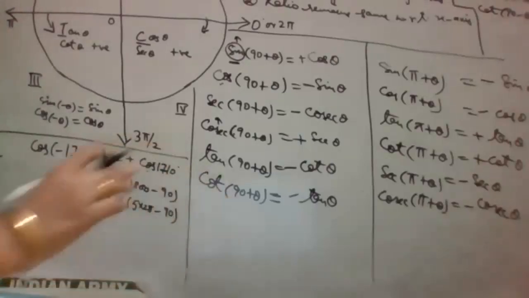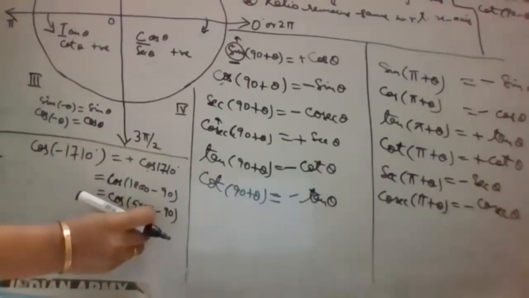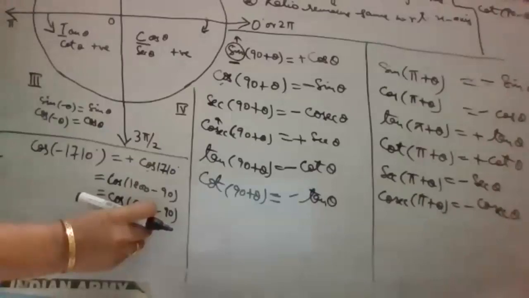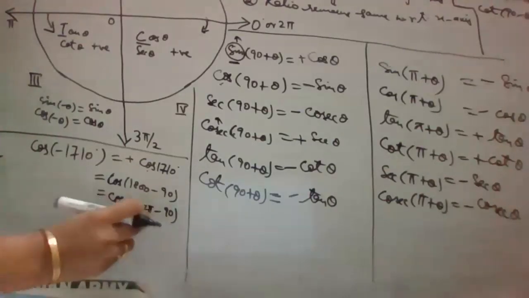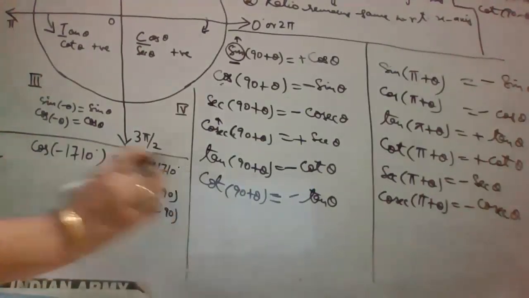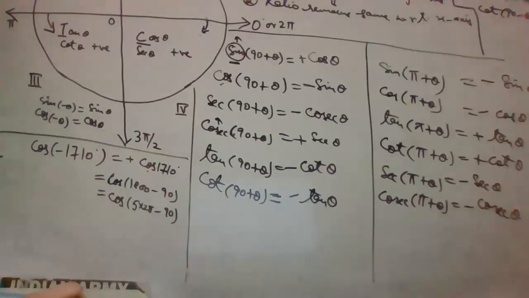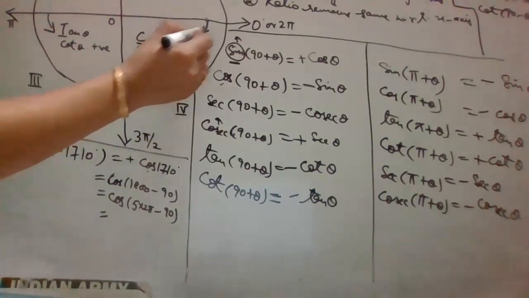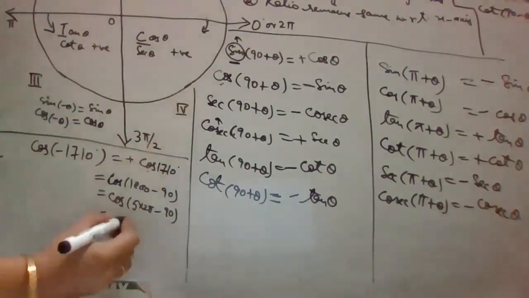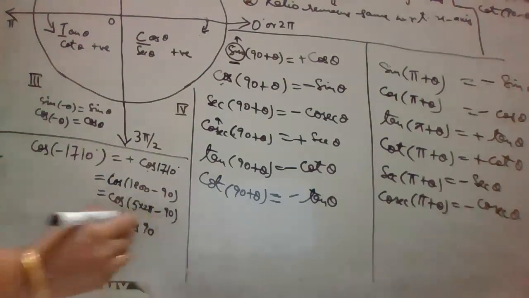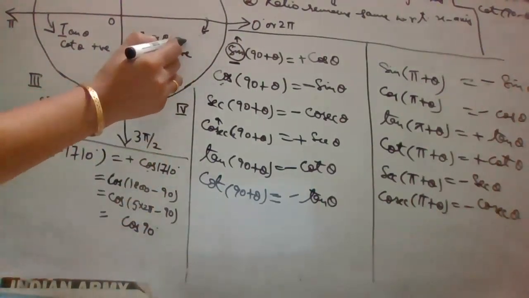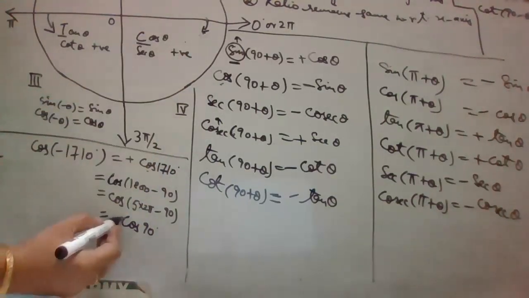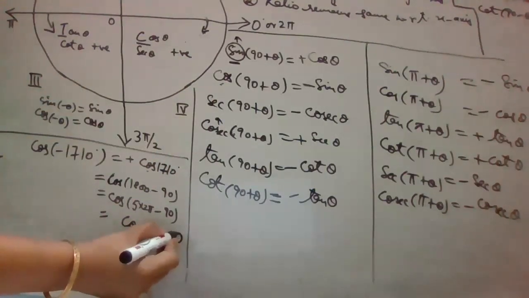Any multiple of 2 pi, the period will be the same. We know that 2 pi is the period of cos theta. So any angle which is a multiple of 2 pi will have the same value. So this can be taken as 2 pi minus 90. And what is cos(2 pi minus theta)? That means we come to the fourth quadrant, and since it is on the x-axis, the ratio will not change. That comes out to be cos 90, and with 2 pi minus, that is the fourth quadrant, cos is positive, so it is plus cos 90. And we know the value of cos 90, that is 0.